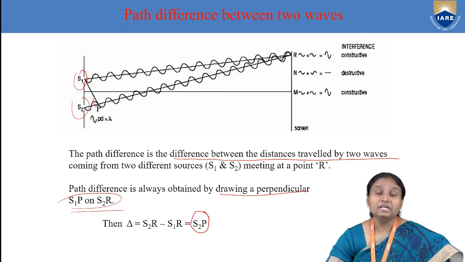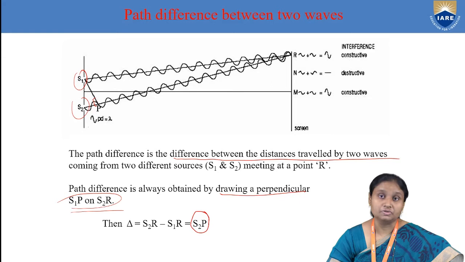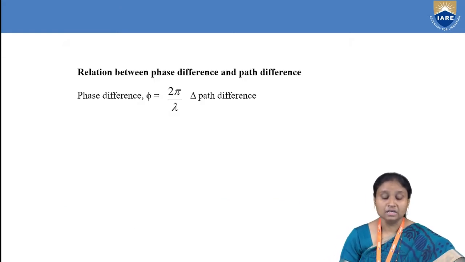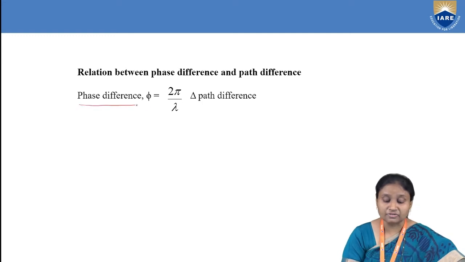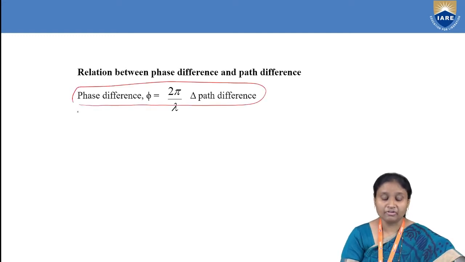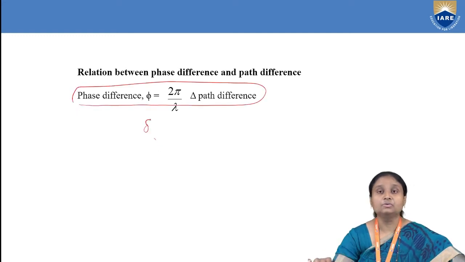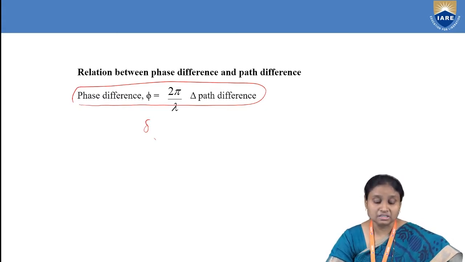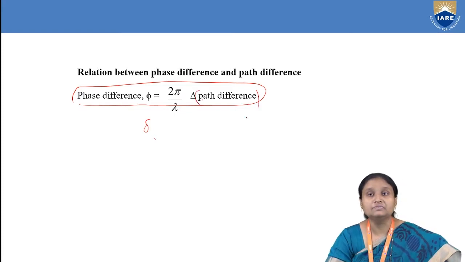Now, what is the relation between this phase difference and path difference between two waves? It is a very important relation which we'll be using next in our slides. Phase difference is usually denoted by phi and sometimes by delta, and you will observe that it is equal to 2 pi by lambda times the path difference.